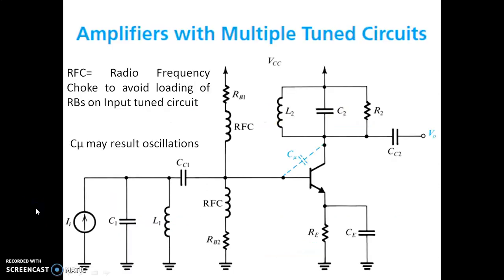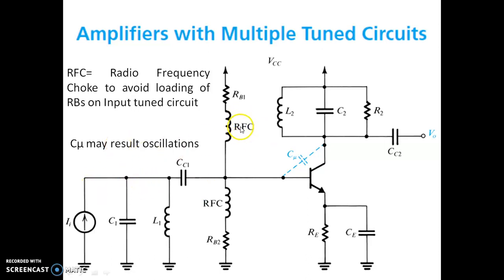We will see an amplifier with multiple tuned circuits. We have one tuned circuit constituted by C1, L1, and of course the input impedance of the network as R1. And we have a second tuned circuit at the collector side, which is constituted by C2 and R2.